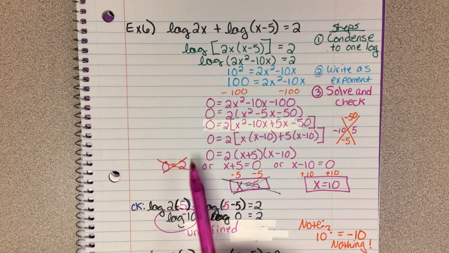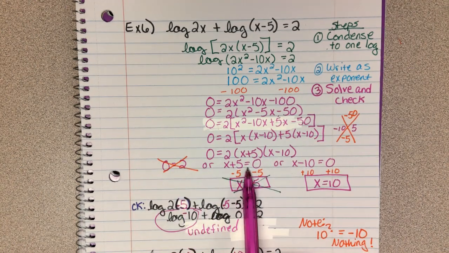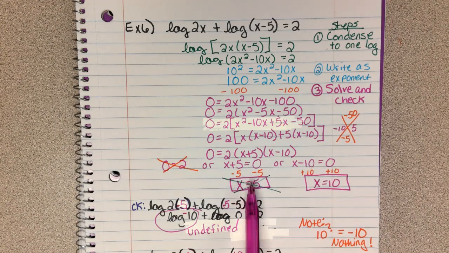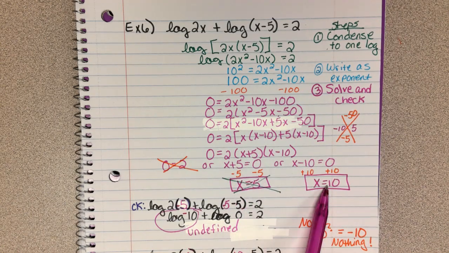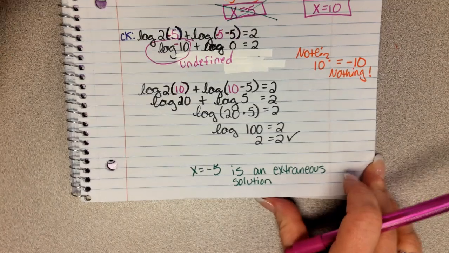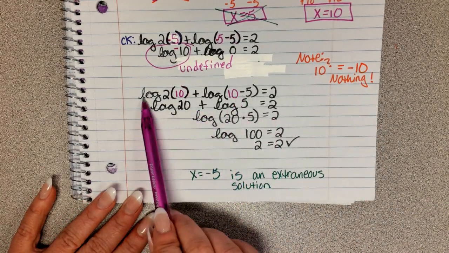Zero product property tells me that either 0 is equal to 2, which of course is not true, or x plus 5 is equal to 0, or x minus 10 is equal to 0, which gives me negative 5 as a solution and 10 as a solution. Really important that you check these. We're going to see that negative 5 doesn't work. So here I'm just going to look at 10 first because it does work.